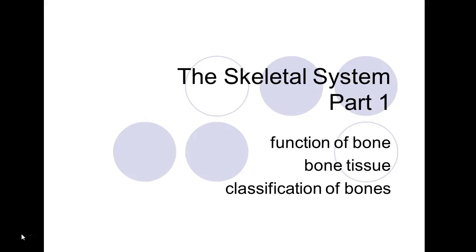This begins the presentations on the skeletal system. There's skeletal system part 1 and part 2, and then there are also 2 presentations entitled the skeleton, which will follow. What we're looking at here is the function of bone, what bone tissue looks like, remembering what type of tissue it is, and looking at classifications of bones.